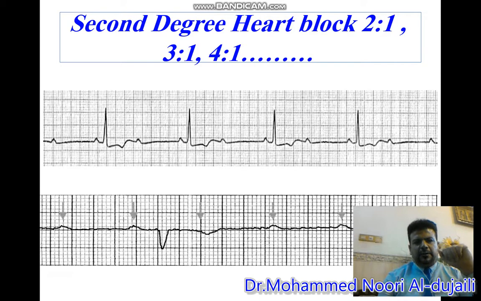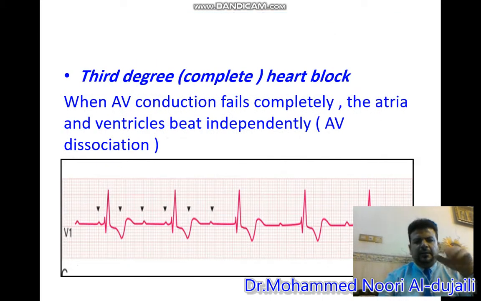The third type of the second degree heart block is 2 to 1, or 3 to 1, or 4 to 1. 2 to 1 means 2 P waves to the QRS complex, or 3 P waves to the QRS complex. This is another type of second degree heart block, usually indicates ischemic heart disease, usually causes symptoms and needs treatment by pacemaker.